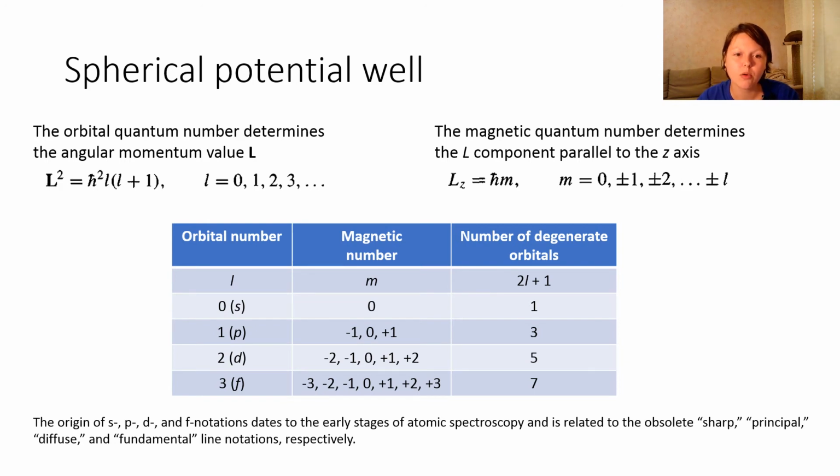The interesting point here is that the origin of the s, p, d, and f notations of the orbitals was formed during the early stages of atomic spectroscopy, and they were related to the obsolete sharp, principal, diffuse, and fundamental namings. So we don't use them anymore.